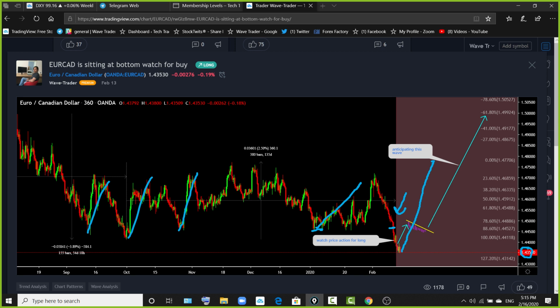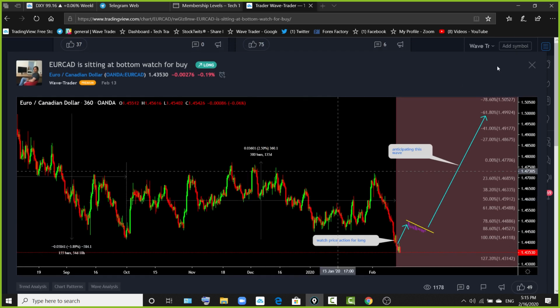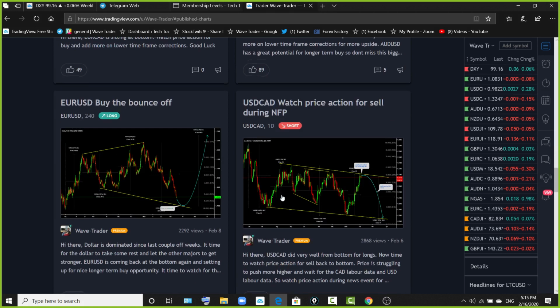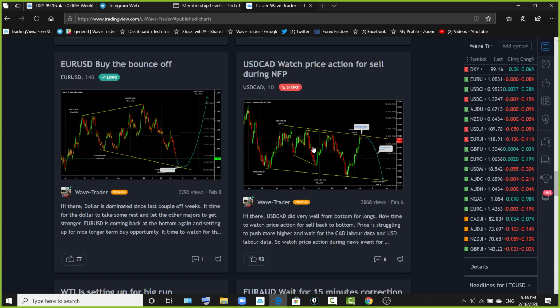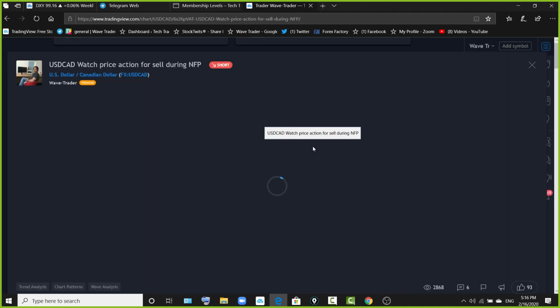So we look at the bigger time frame. Euro cad is also at a good spot to watch for it to go back up. The Australian dollar US dollar chart you have just seen, and now dollar cad.